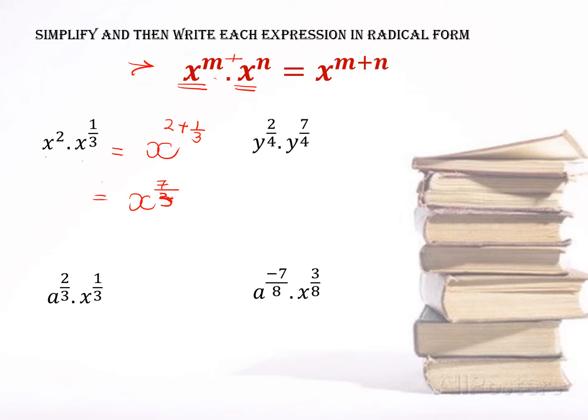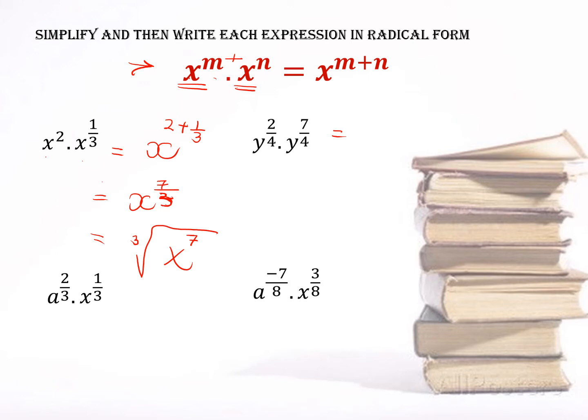Now write this expression in the radical form. And you all know in the radical form we always write in over out. The numerator we always write inside the radical sign and the denominator is the index actually. Now let's try to solve the second question.